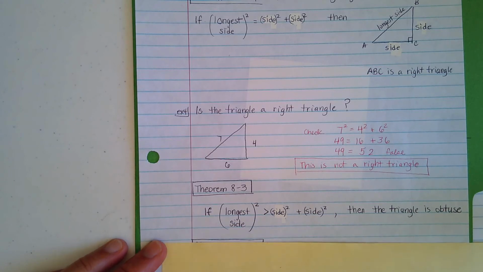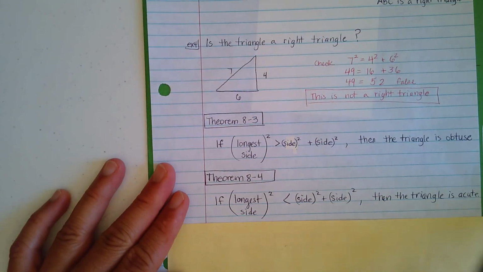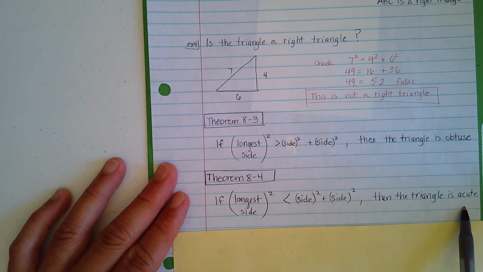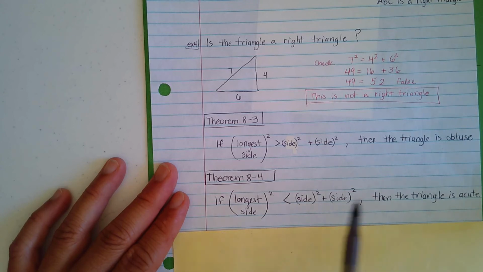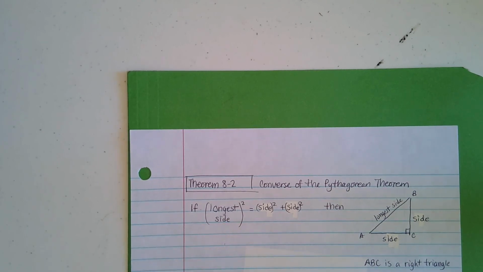Theorem 8.3 states if the longest side squared is greater than the sum of the two sides squared, then the triangle is obtuse. So again, if the longest side squared is greater than the sum of the two sides squared, then the triangle is obtuse. Theorem 8.4. If the longest side squared is less than the side squared plus a side squared, then the triangle is acute. Again, remember, if they're equal to each other, then we have a right triangle.